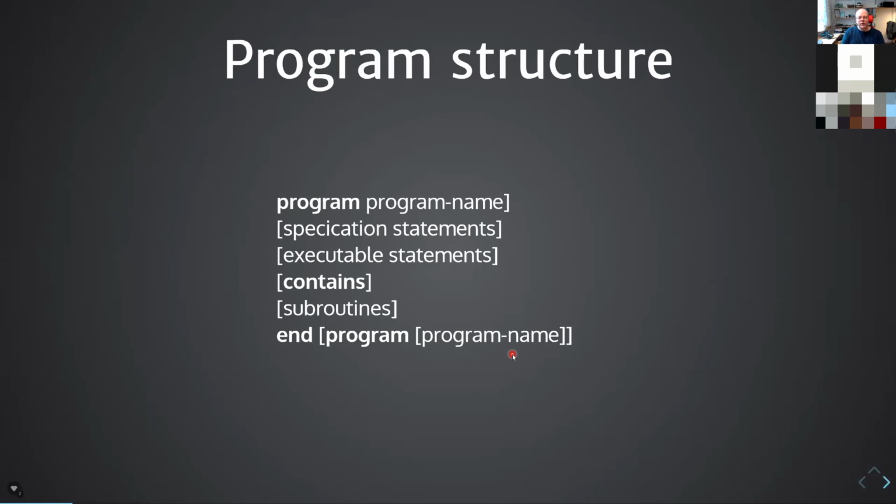And also the only thing that is actually required for a legal Fortran program is end. So all the other things you see here are optional. The program name is optional. You don't have to do any specification statement. The contains section is optional. You don't have to do any subroutines. You also don't have to write the end program name here, but it's customary that you do those things. But the only thing required is end.